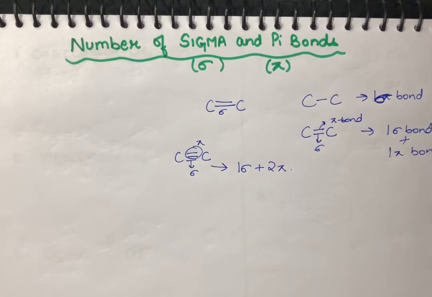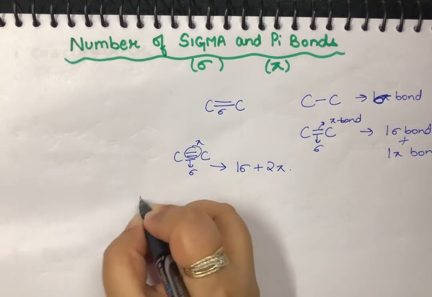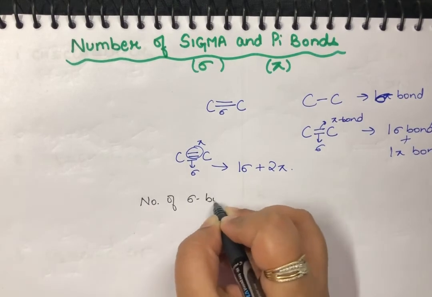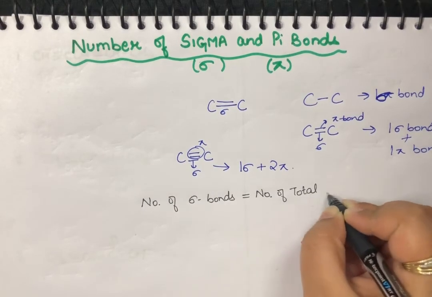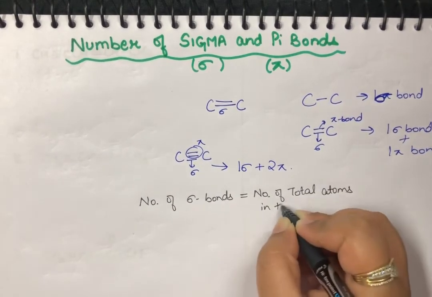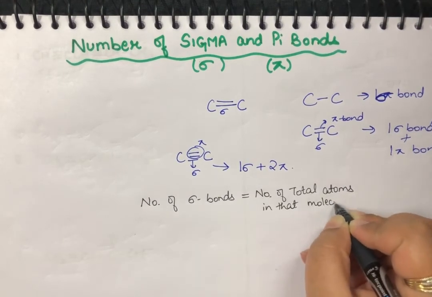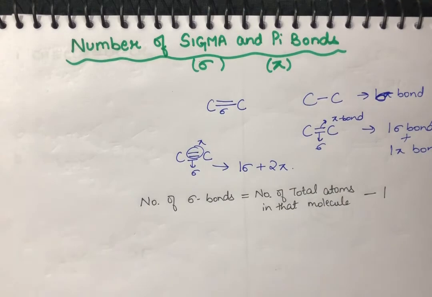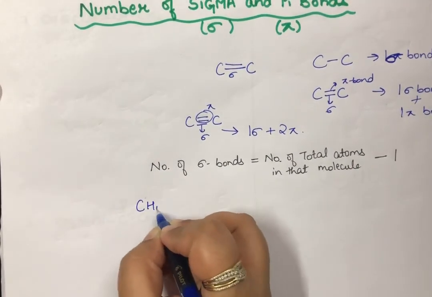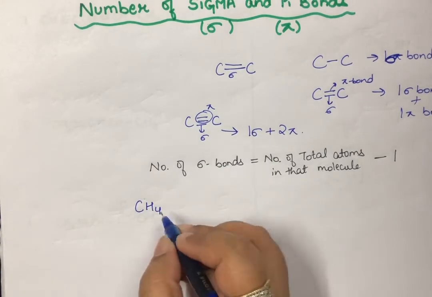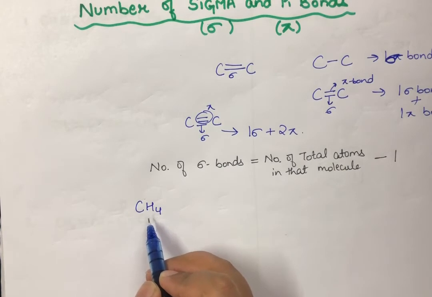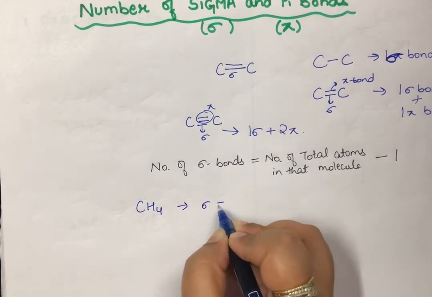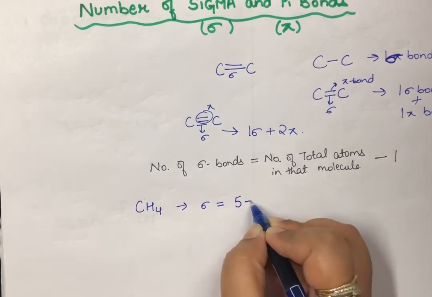So in a carbon-carbon triple bond, it is 1 sigma plus 2 pi. Now I'll tell you a trick to solve such questions for your entrances wherein a very small amount of time would be required. So now if you have to calculate the number of sigma bonds, the formula is you can count the number of total atoms in that particular molecule or compound, minus 1. Now how will it work? For example, the simplest molecule, methane. How many atoms are there in methane? There is 1 carbon and 4 hydrogen, so in total 5 atoms. So how will you calculate the sigma bonds? Sigma bonds would be the total number of atoms, 5, minus 1, which is 4.